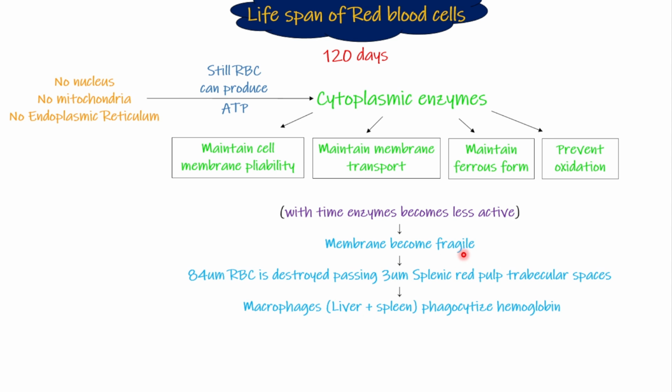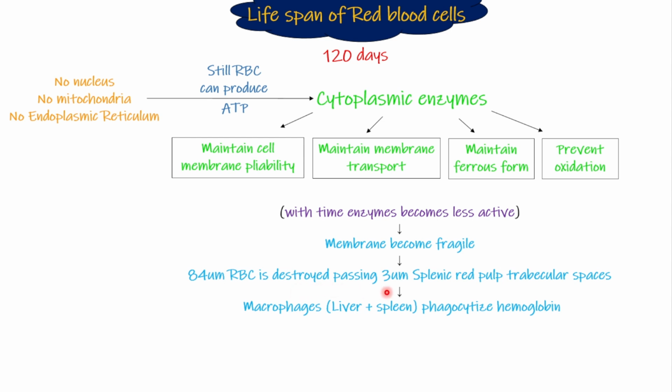Now just imagine an 8.4 micrometer RBC, which has a fragile membrane, passing through a 3 micrometer splenic red pulp trabecular space. Definitely an 8.4 micrometer cell with a fragile membrane cannot pass through a 3 micrometer space, so it will be destroyed while passing through the splenic trabecular spaces.